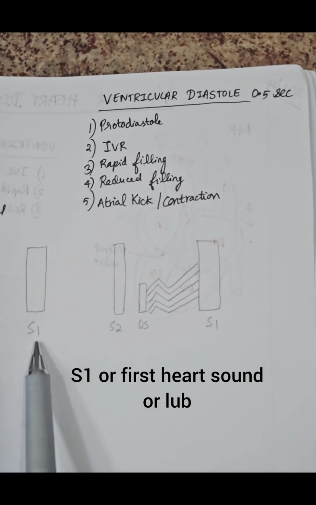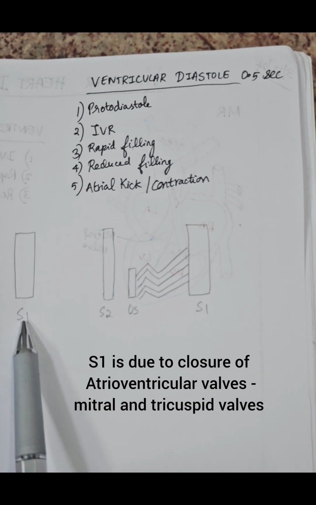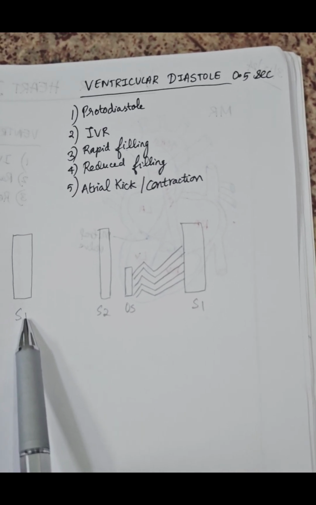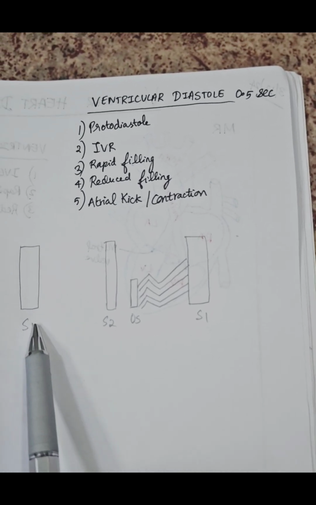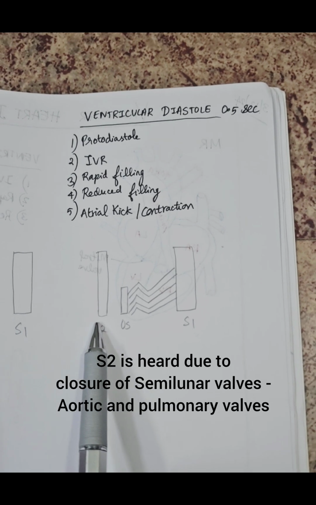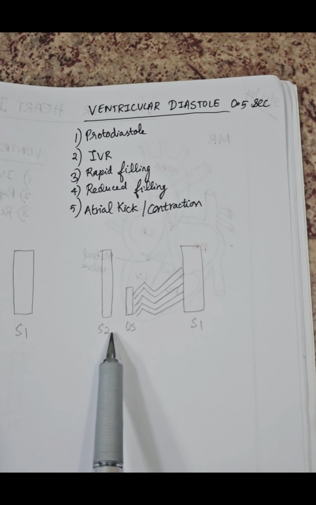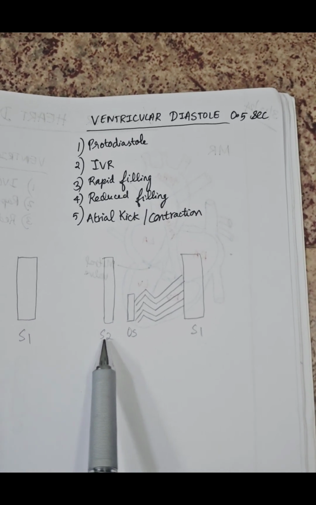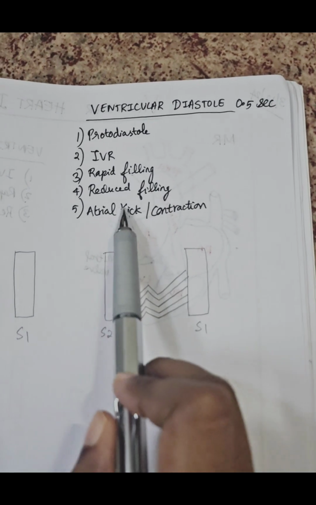S1 is a heart sound that occurs due to the closure of the atrioventricular valves, which are the bicuspid and the tricuspid valves. The bicuspid is also called the mitral valve. Because of the closure of mitral and tricuspid valve, we hear S1 heart sound. And S2 heart sound is heard because of the closure of the semilunar valves. Semilunar valves are nothing but the aortic and the pulmonary valves. So, in the beginning of diastole phase, S2 occurs, nothing but closure of the aortic and pulmonary valves. So, that is called protodiastole.